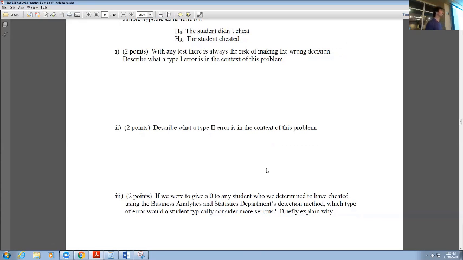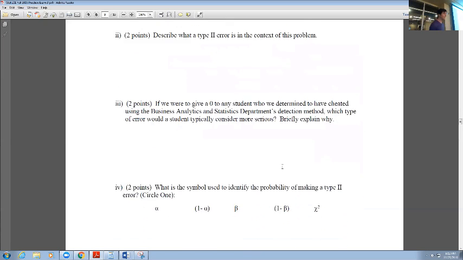But from a teacher's perspective, a teacher could say, I don't care if I haul students into my office and tell them they cheated and they didn't. I'll let judicial sort that out. I'd rather catch all the cheaters. So it's not that one error is always worse. It's all about perspective with these errors when we have false positives and false negatives.